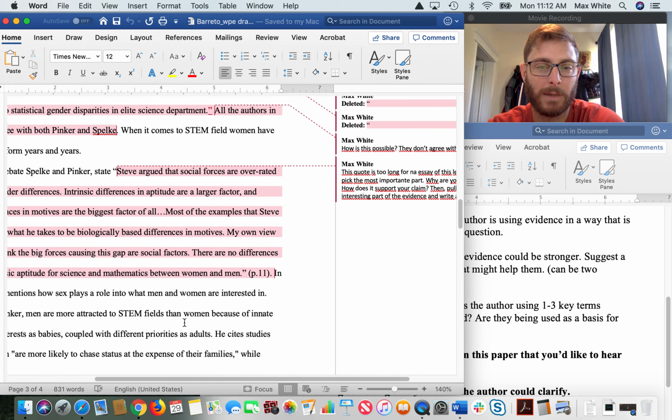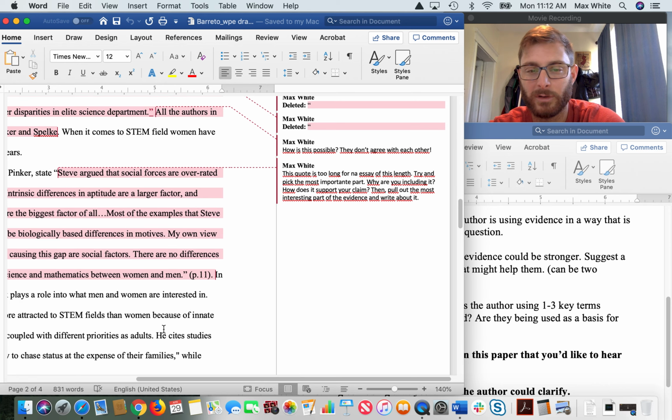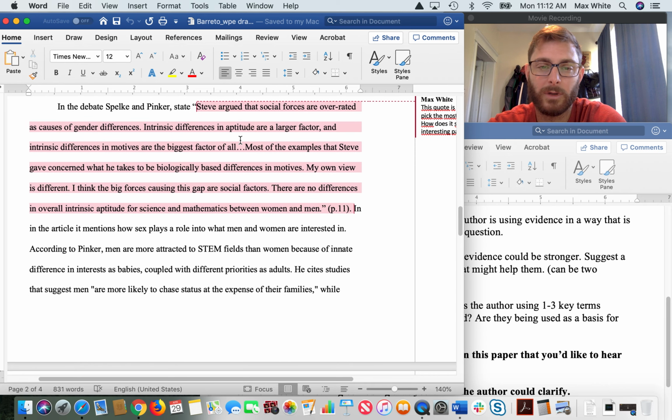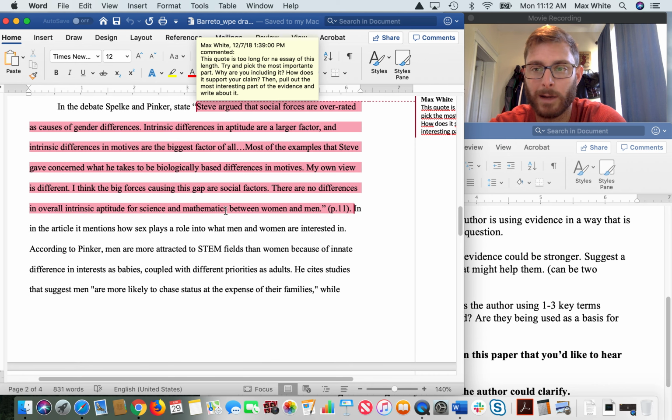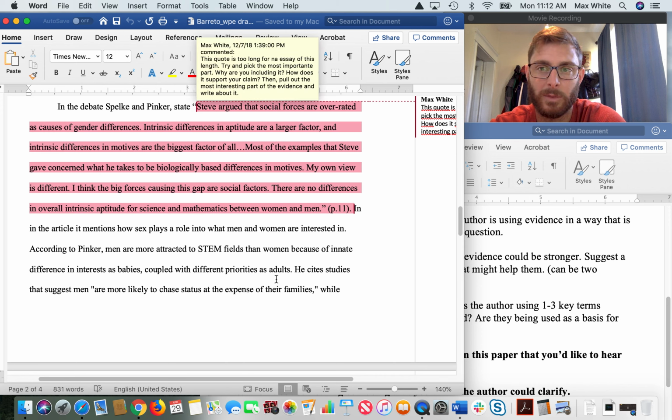And if you look at my marginal note here, what did I say back in December? I said this quote's too long for an essay of this length. Try to pick the most important part. Why are you including it? How does it support your claim? Pull out the most interesting part of the evidence and write about it. So, yeah, it's a good quote to use because it shows the disagreement that Spelke has with Pinker. But we're still not answering the essay question. And there's really no critical thinking. We taught this critical reading and writing. There's no critical thinking here at all. And if you look at the WPE grading rubric, you know that critical thinking is really important.